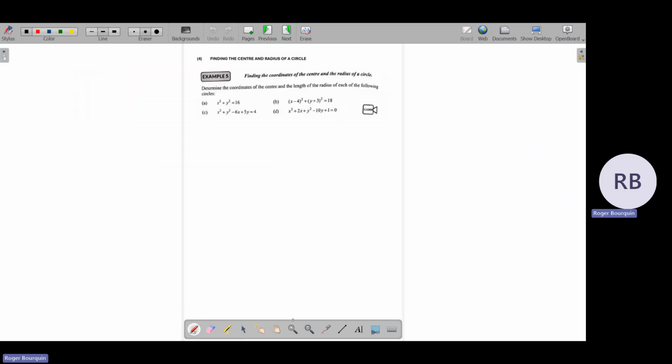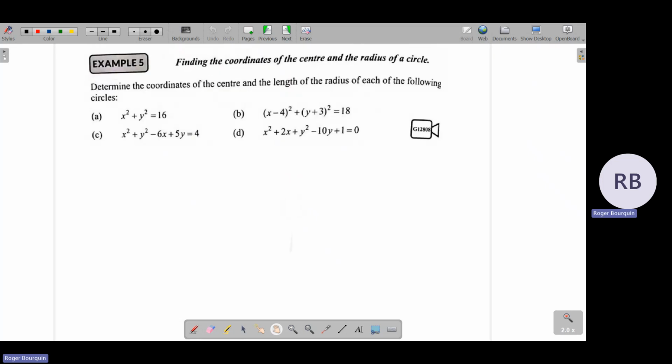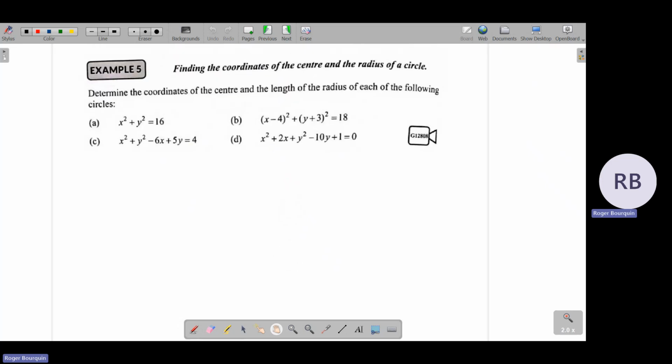Right, let's have a look at this. Okay, all right, so now we're going to give it an equation and work in the other direction. We've got an equation, and we're going to have to find the center and the radius.